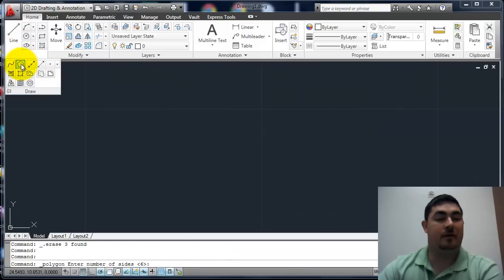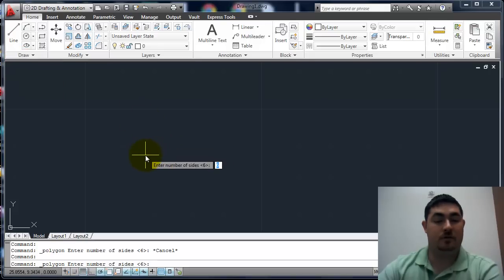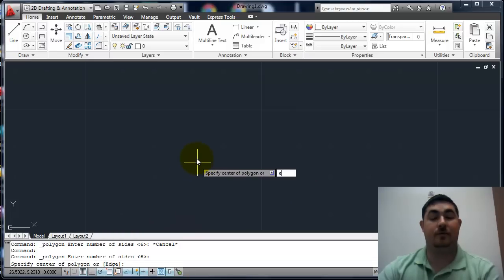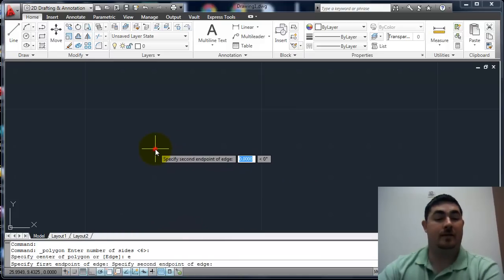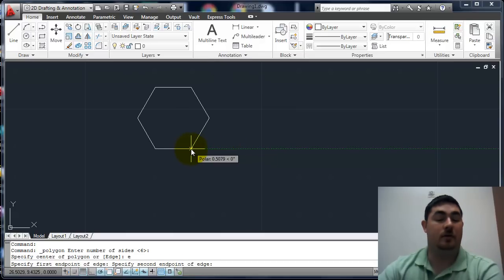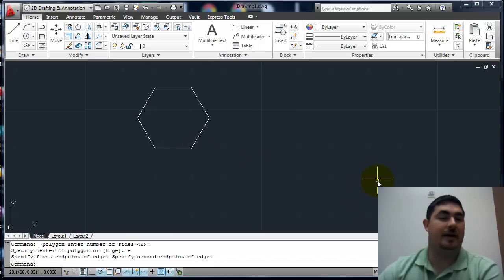In the polygon command, there's also the option for edge. If I do E for edge, then I can specify exactly how long I want that edge of the polygon to be. So if I knew 2 points on the edge, I could do that and get the polygon put in. Polygons are always normal polygons, so that means they have equal length lines and equal angles between the lines.